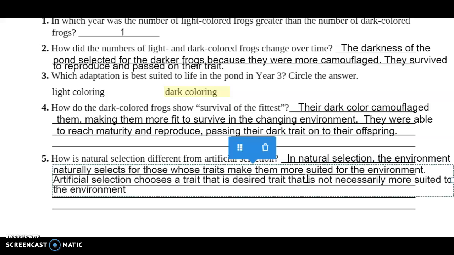Artificial selection is much like that selective breeding that we talked about previously in the genetics unit, where you choose traits and you breed organisms, dogs, cats, pumpkins, chickens, for the trait that you wanted. And you select that trait yourself. It's not necessarily more suited to the environment.